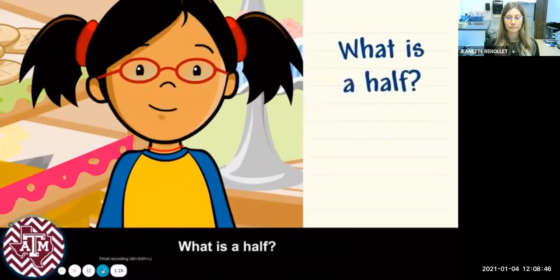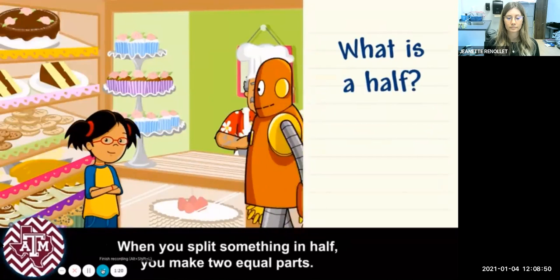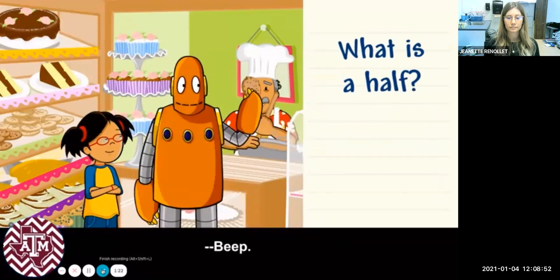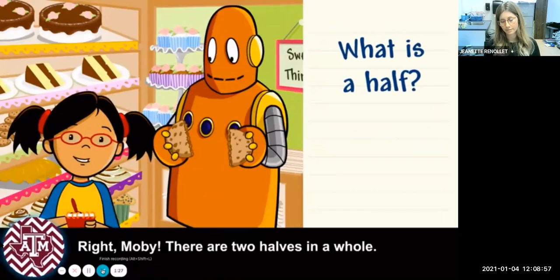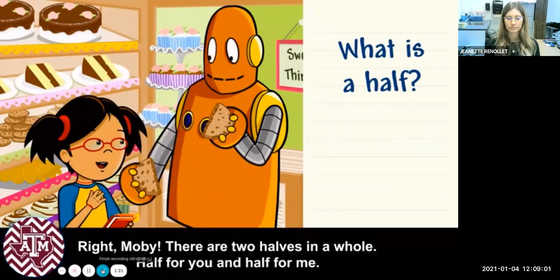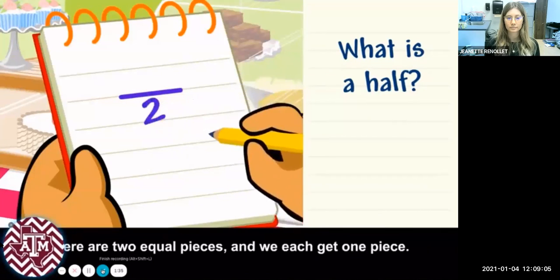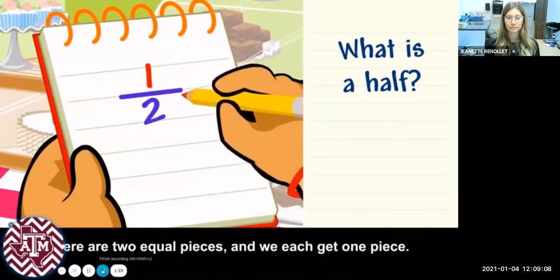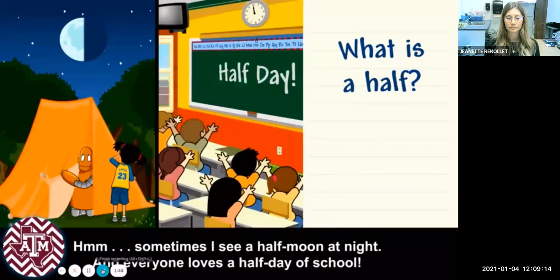What is a half? When you split something in half, you make 2 equal parts. Right, Moby, there are 2 halves in a whole. Half for you and half for me. There are 2 equal pieces, and we each get 1 piece. Sometimes I see a half moon at night. And everyone loves a half day of school.